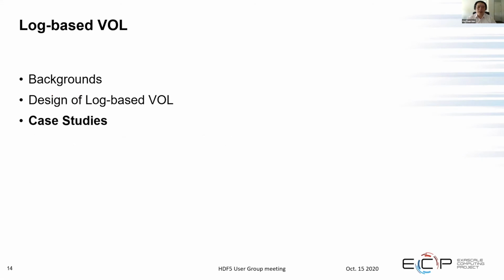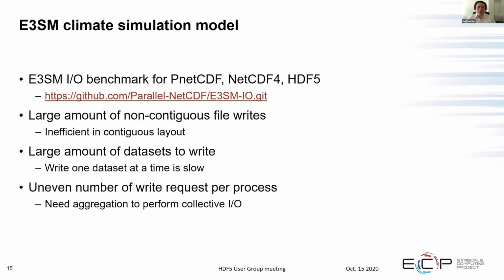The first one is the application that motivated this project, the E3SM climate simulation model. We developed a benchmark based on its I/O pattern for PnetCDF, NetCDF4 and HDF5 directly. Basically, the application is facing a large amount of non-contiguous file writes, and each write request is small and fragmented. So it will be inefficient if every HDF5 dataset is declared contiguous.